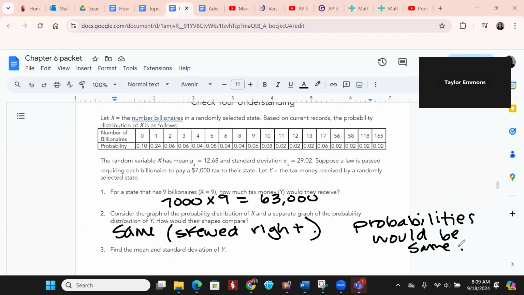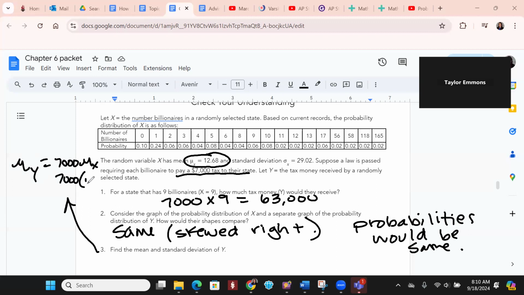All right. How would you find the mean and the standard deviation of Y? Now remember, Y is representing this crazy thing where they pay $7,000 to the tax, right? So to find the mean, they gave us the original. So all we're going to do is say the mu of Y is equal to 7,000 times mu of X. So 7,000 times 12.68. When you do that, that's going to give you 88,760.